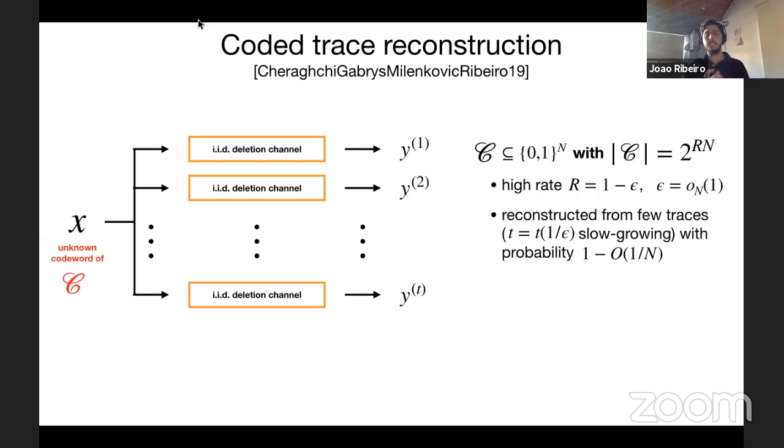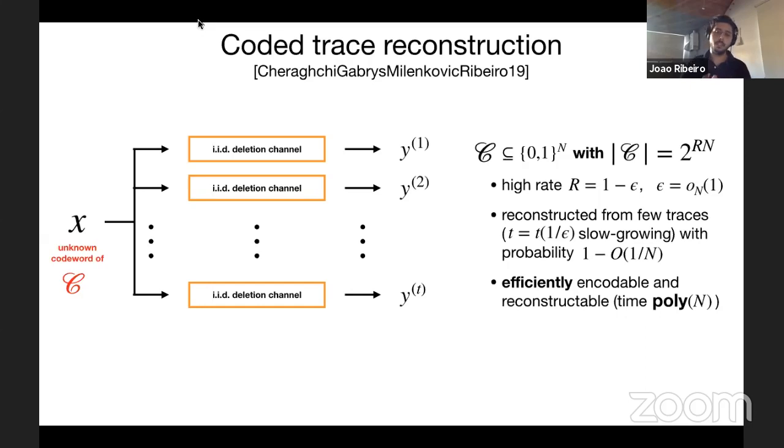Second, the code words should be reconstructable from few traces with high probability. And third, this code should be efficiently encodable and reconstructable. And by efficient, we mean polynomial time in the block length. Okay, any questions about this?